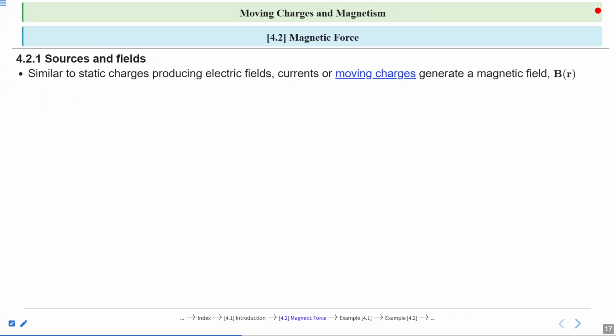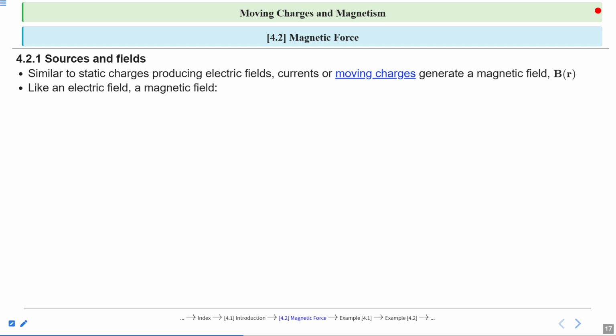Now, similar to static charges producing an electric field, currents or moving charges generate a magnetic field. As we have discussed, static charges produce electric fields. Similarly, currents or moving charges, we can say. In currents, there are also moving charges, electrons. So currents or moving charges generate a magnetic field. It is represented by B.